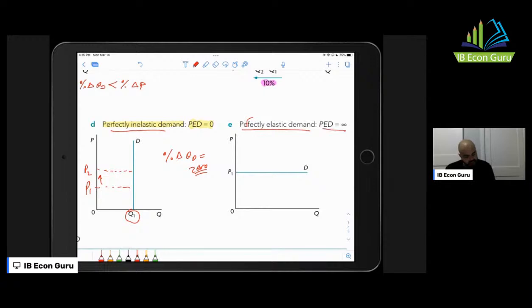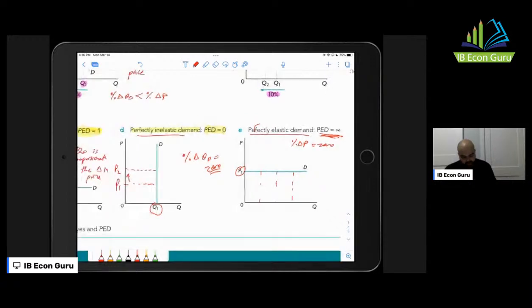And then perfectly elastic demand, there's a missing R here. Perfectly elastic demand is when PED is equal to infinity. Here, the percentage change in price is 0. Price is fixed. Quantity can be anything, but the price is fixed. It doesn't change. So here, PED is equal to infinity. The point is, quantity demanded is infinitely responsive to changes in price. Price is fixed, and quantity demanded changes or is determined by other factors.